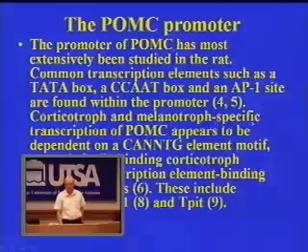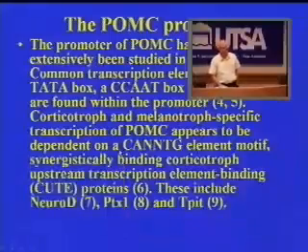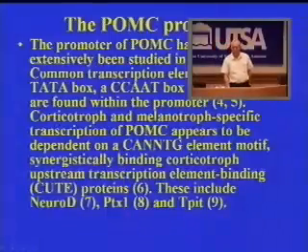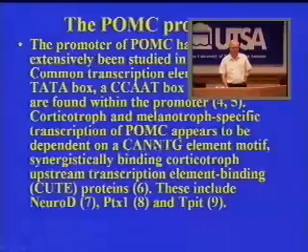The corticotrope and the melanotrope specific transcription of POMC appears to be dependent on a consensus sequence, right? So you start making mutations in the promoter region and see if the corticotropes and the melanotropes at a cell-specific level continue to express that gene. So the CANN, this just means that it could be any nucleotide.